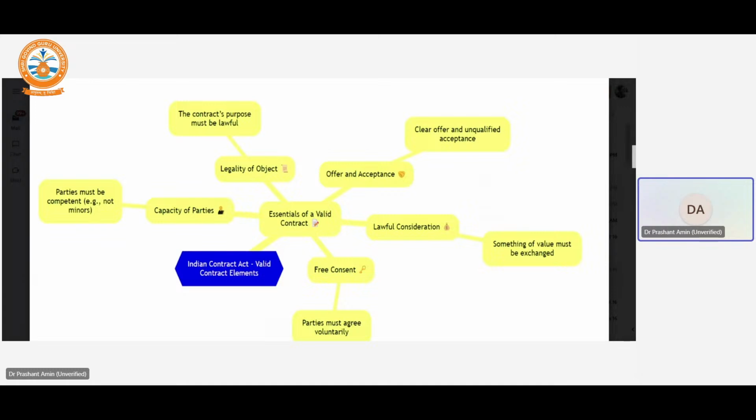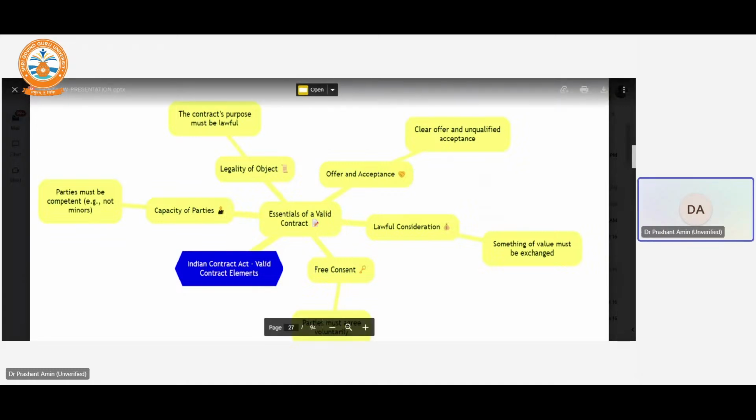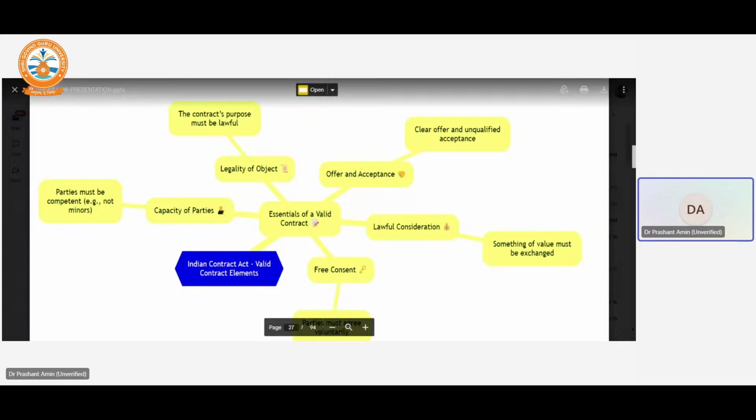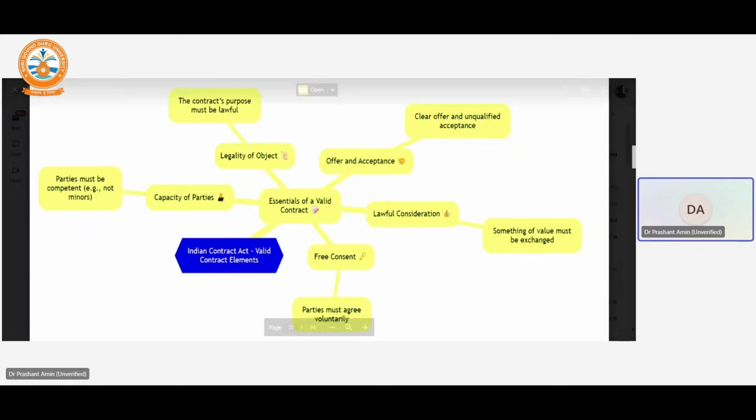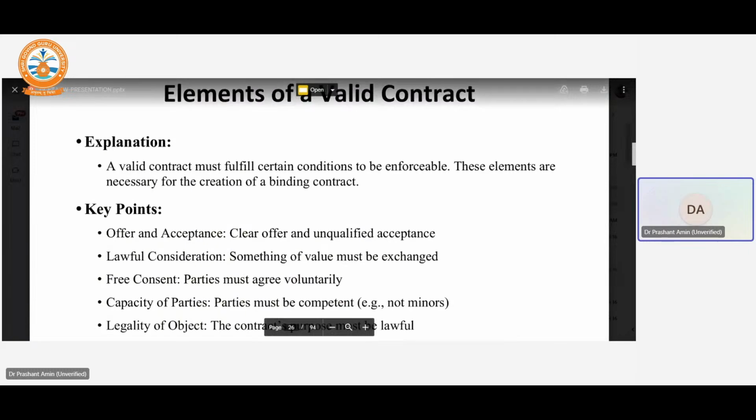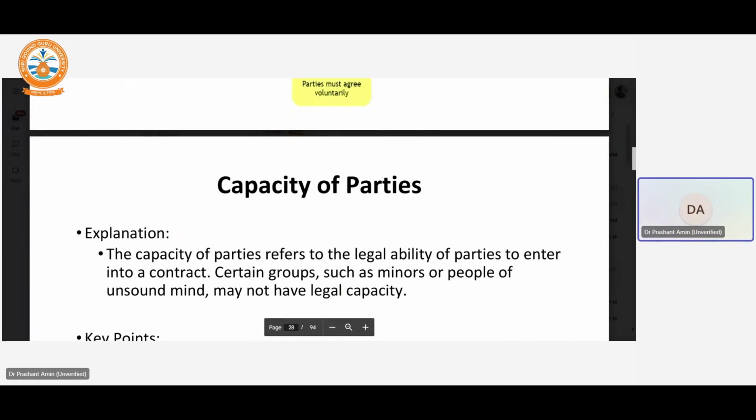Now, if you look at the essentials of a valid contract in the Indian Contract Act, whatever graphical representation I have shown, and whatever elements are shown in the yellow color, that we have covered, like capacity of the party, free consent, lawful consideration, offer and acceptance, right? And this particular free consent is also included. The party must be agreed, so that is also covered under this element, right? Okay.